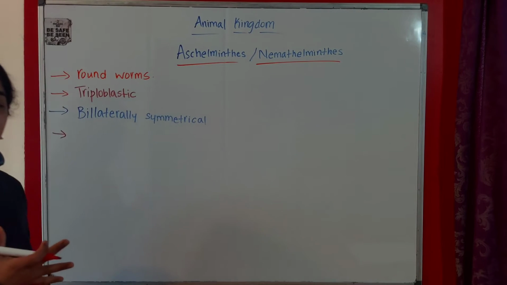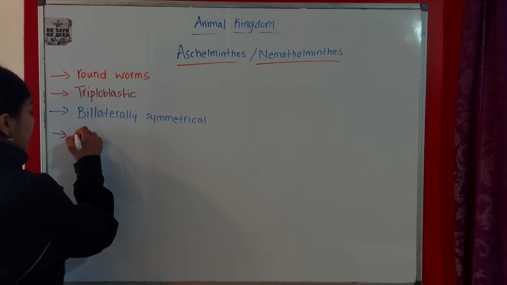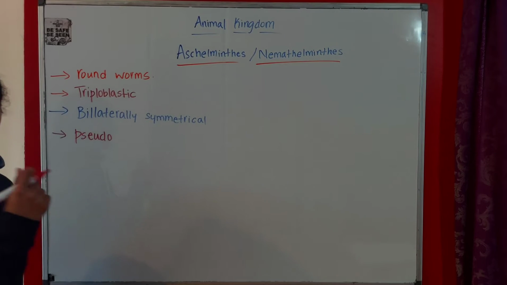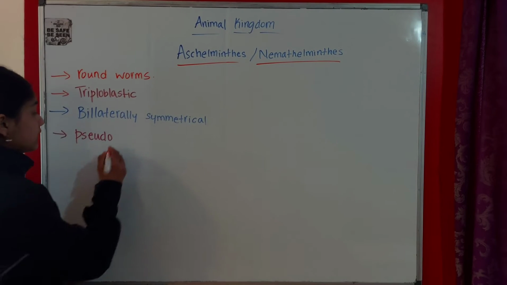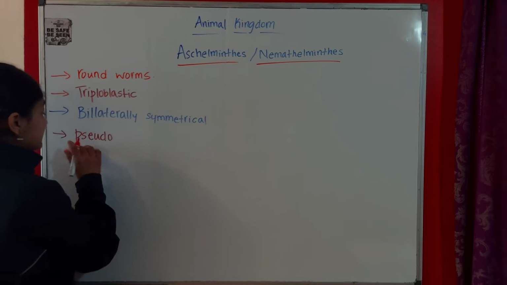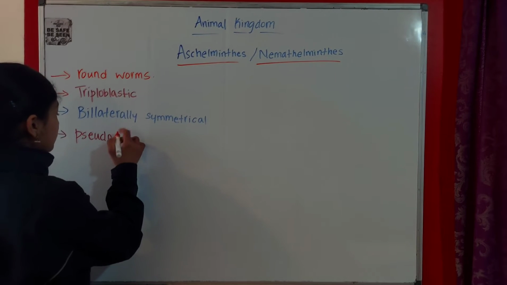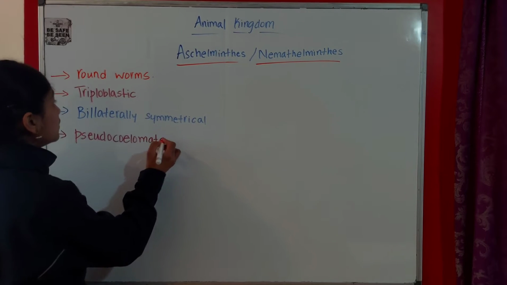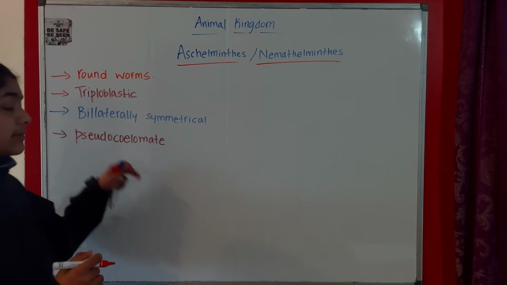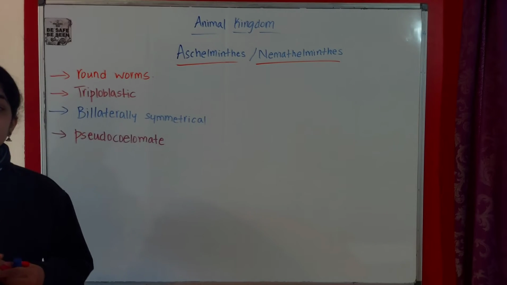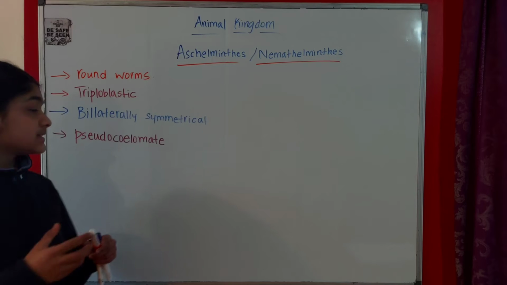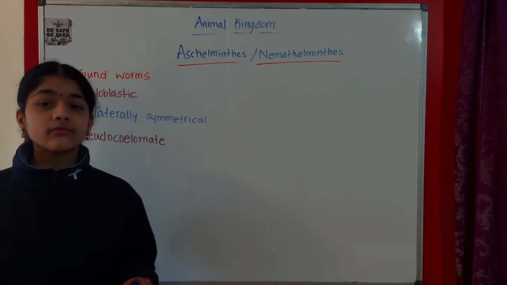And what about the coelom, the body cavity? They are pseudocoelomate. So we have acoelomate, pseudocoelomate and eucoelomate. These Aschelminthes are pseudocoelomate. What do we mean by pseudocoelomate? Pseudocoelomate means a false body cavity. Pseudo means false, coelom means body cavity. There is a false body cavity.